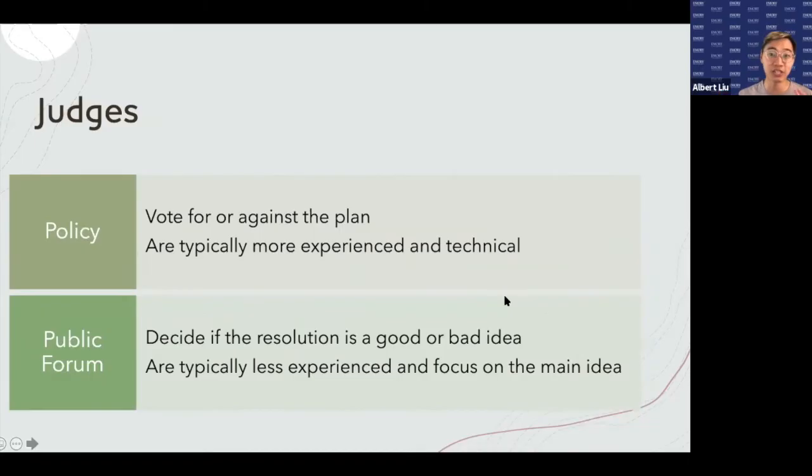The judges are going to differ in both debates as well. In policy, they're voting for or against the plan, and they're going to be more experienced and more technical. This is just so they can get a better grasp on the language and understand the debate going on and the nuances inside of the debate itself. In public forum, we're trying to talk to a more general audience, so the judges are typically going to be less experienced, and they're going to focus on the grand picture of things. Overall, their role is just to decide if the resolution is a good or bad idea.